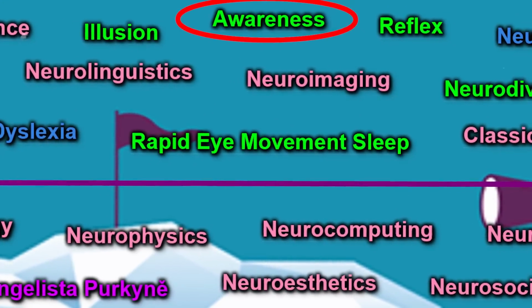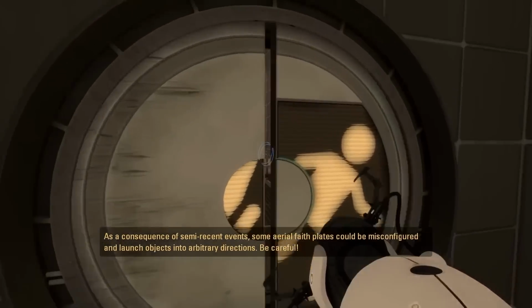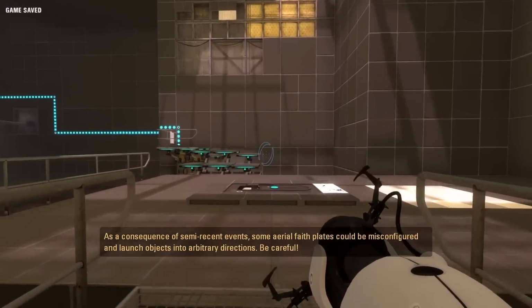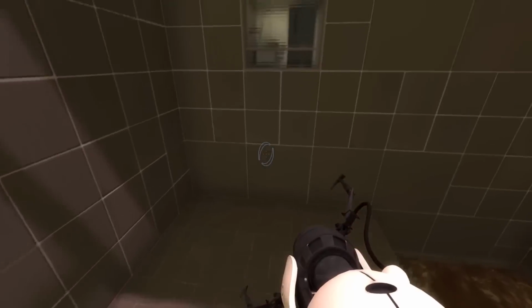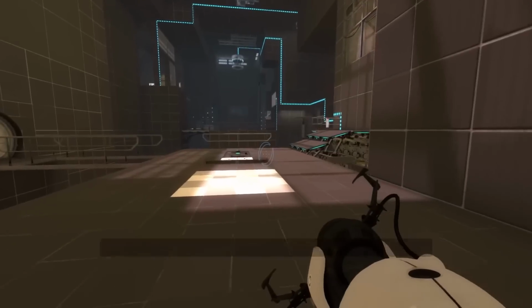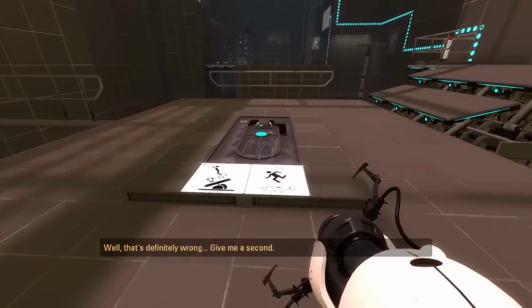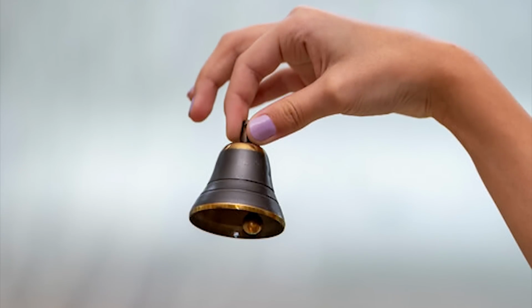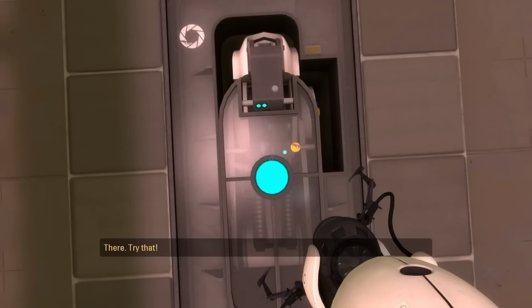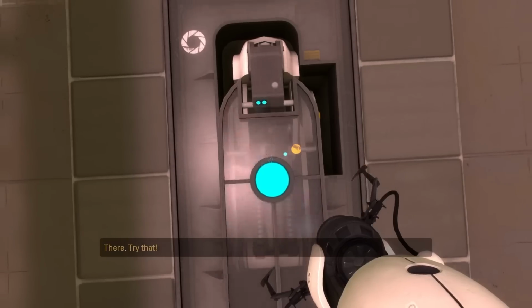Next up, we have awareness. Awareness is a state of being conscious of something. It's your ability to perceive, feel, and be conscious of events, objects, thoughts, emotions, or sensory patterns. For example, when you're aware of a sound, you hear it and recognize it. Awareness can also refer to being mindful of your own thoughts and feelings.